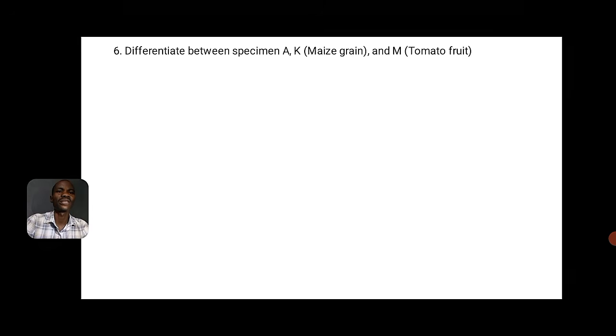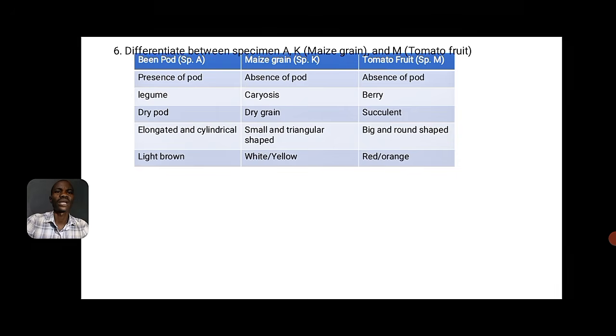If you look at these three, WAEC usually ask questions on fruits. Let's look at some of the answers. So if you look at it, the bean pod is specimen A, specimen K is the maize grain, and tomato fruit is specimen M. So what are the differences? Whenever you are asked to differentiate, it is expected that you write your answer in a tabular form.